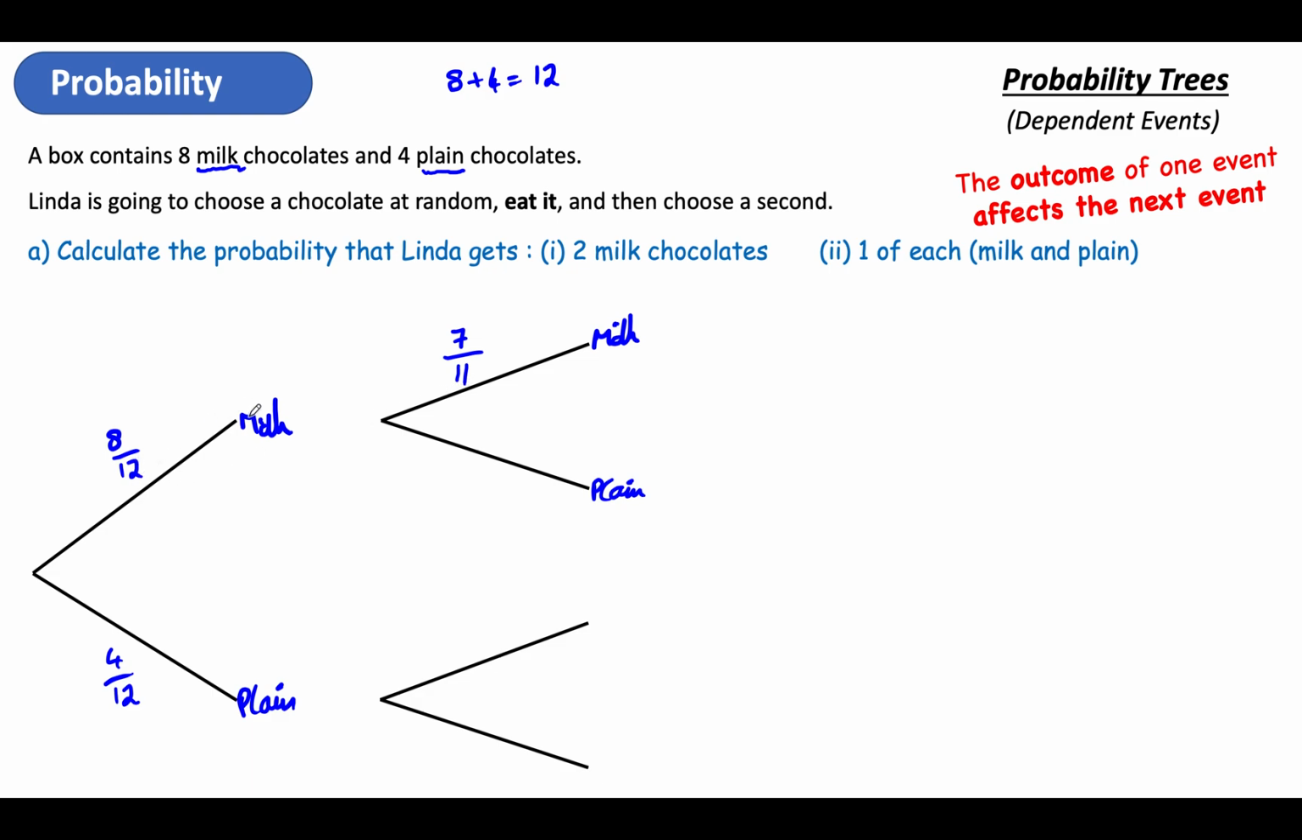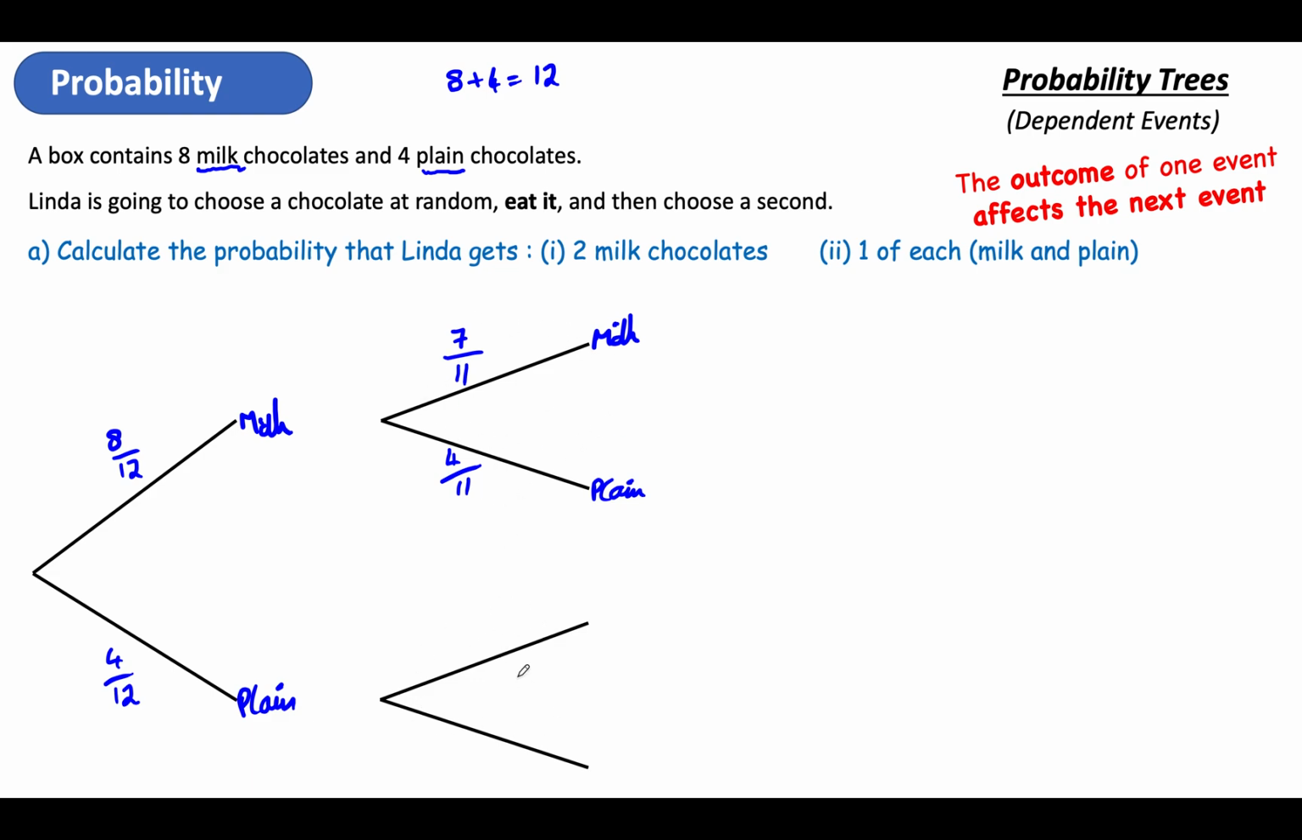But on this branch, she took a milk chocolate. So what happened to the number of plain chocolates? That didn't change. So she's still got 4 of them out of the 11. It's still out of 11 because her chocolate's gone. It was just milk chocolate, not plain. So that's the top set of branches.